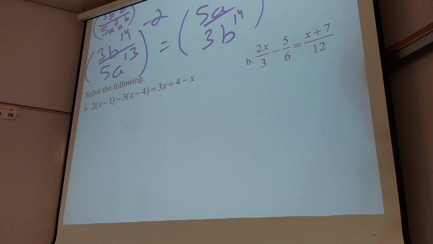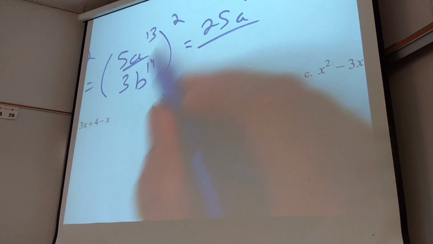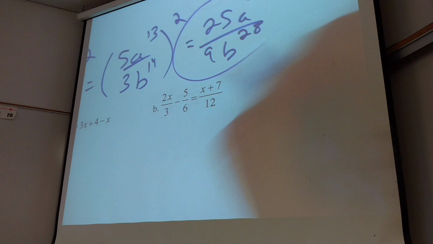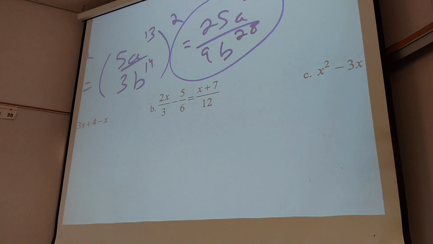So this is going to be 26. On the bottom, what am I going to get? 28. Yeah. So b to the 28. Yes. Because 2 groups of 14 B's is 28 B's. That only makes sense, right?